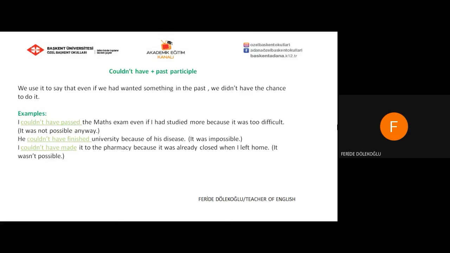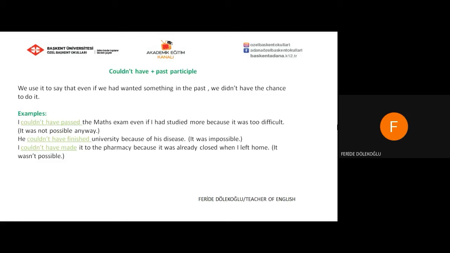And the negative form of could have plus past participle, we use it to say that even if we had wanted something in the past, we didn't have the chance to do it. Look at the examples, please. I couldn't have passed the maths exam even if I had studied more because it was too difficult. So, for me, it wasn't possible anyway. It wasn't possible to pass the maths exam.